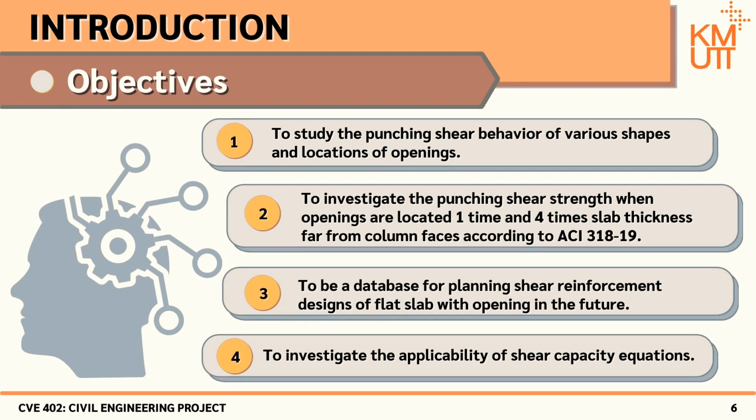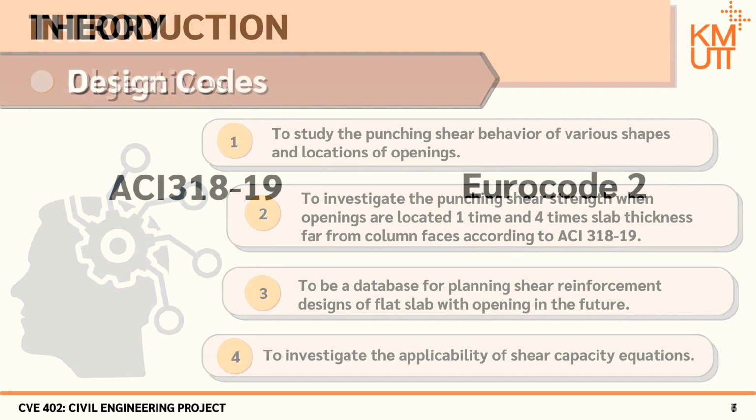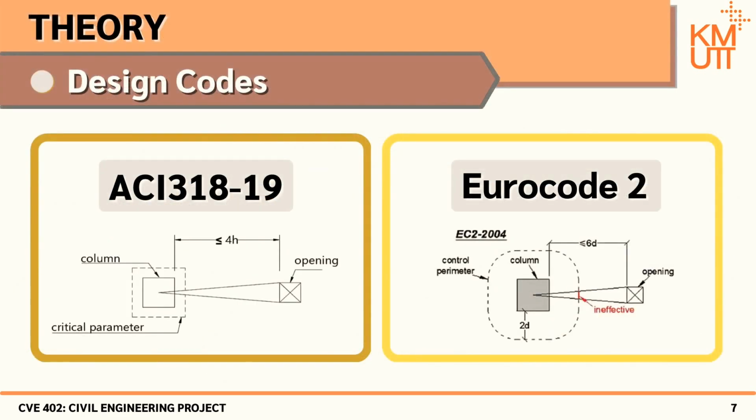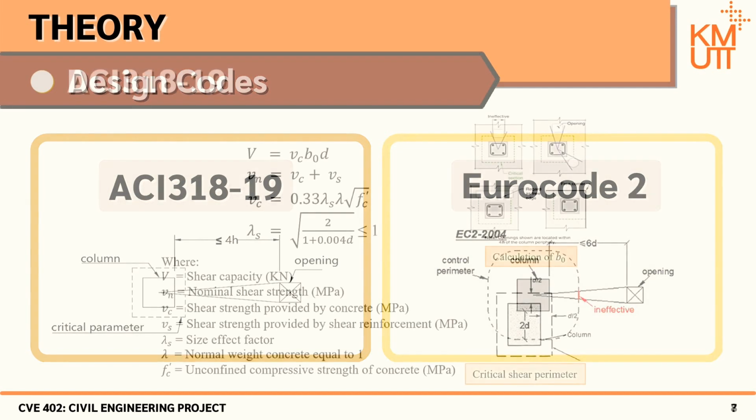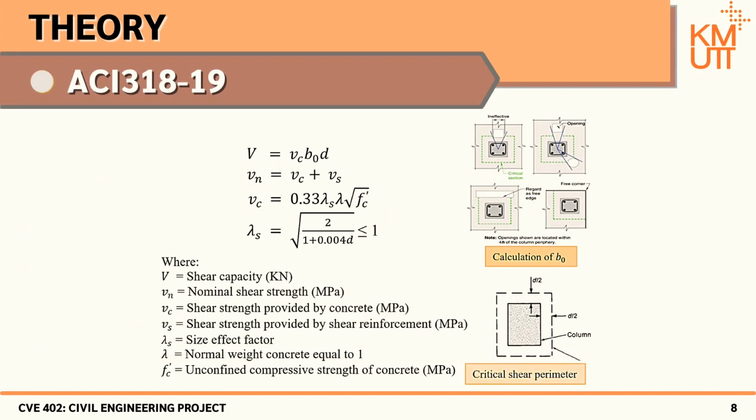Third, to provide data for planning shear reinforcement design of flat slab with opening in the future. And fourth, to investigate the applicability of shear capacity equations. The codes we use for assessing the results are ACI 318 and Eurocode 2. For ACI 318-2019, shear capacity equals V_c = ... b0 d, with b0 found by the critical shear perimeter.